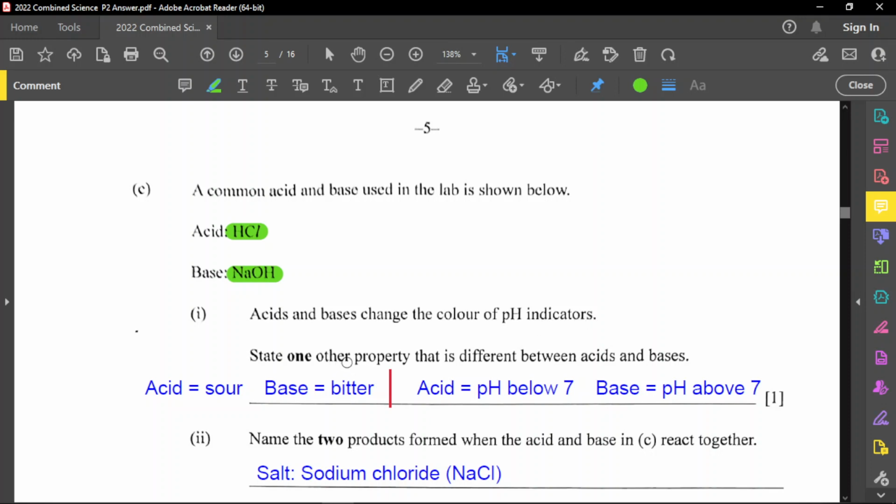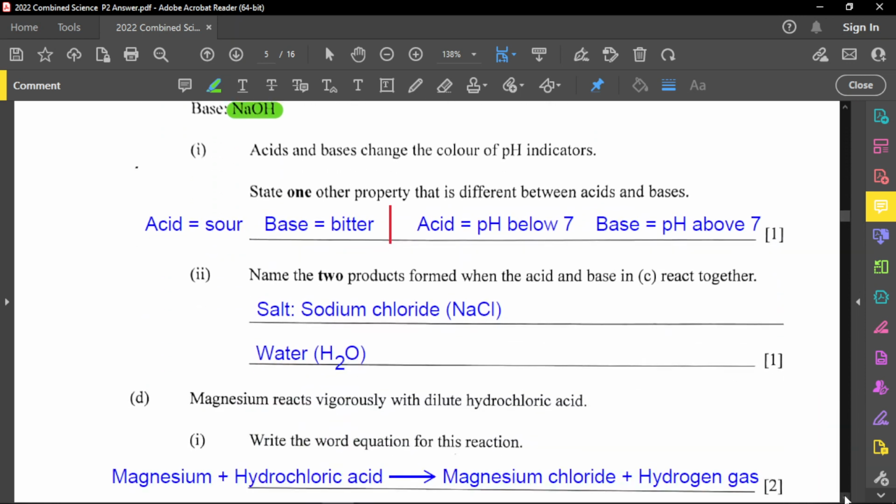State one other property that is different between acids and bases. Besides changing the color, acids are sour and bases are bitter, but of course you do not taste anything in the lab. Also, acids will have low pH, to be specific, the pH will be lower than 7. And bases will have pH above 7, so bases will have higher pH compared to acids.